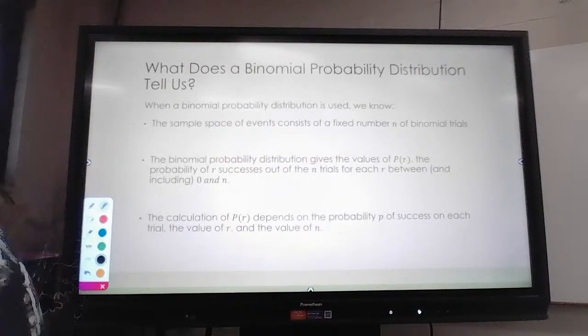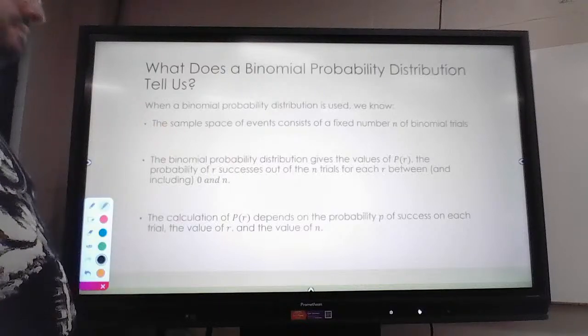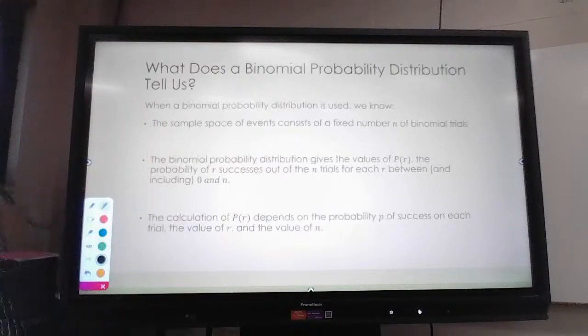Now, what does the binomial probability distribution tell us? Well, when a binomial probability distribution is used, we know the sample space of events because we need the number of successes for each possible event. The binomial probability distribution gives the values of P of R. It gives the probability of R successes out of the N trials for each R between and including 0 and N. And then the calculation of P of R depends on the probability of success, the value of R, and the value of N. And that's whether you're using the formula, the table, or your calculator.